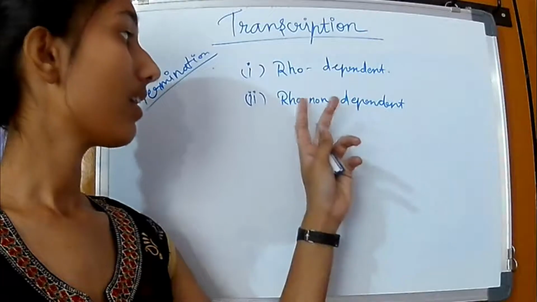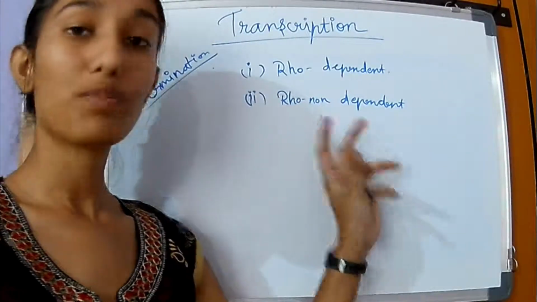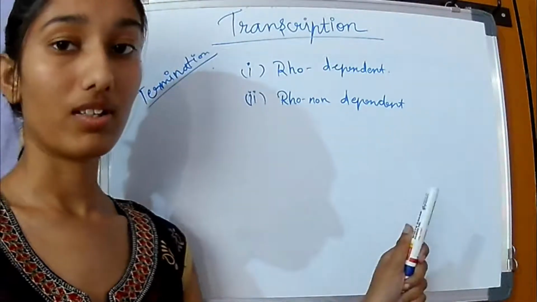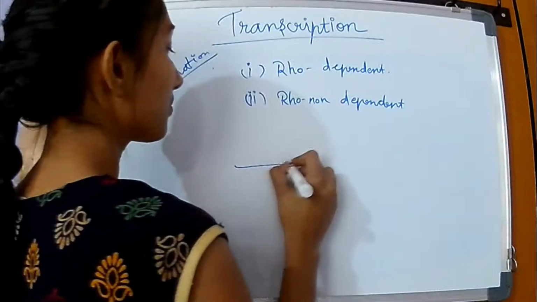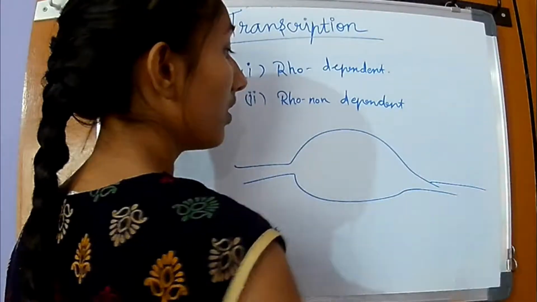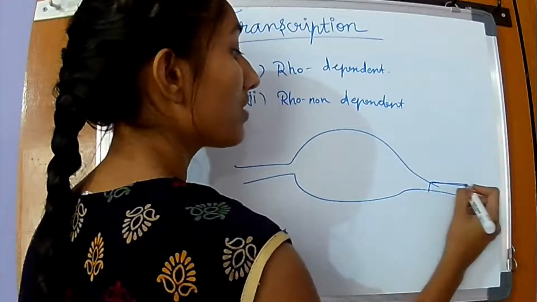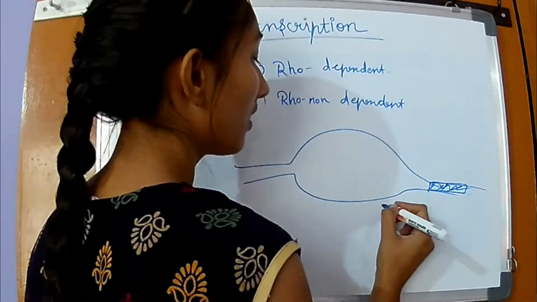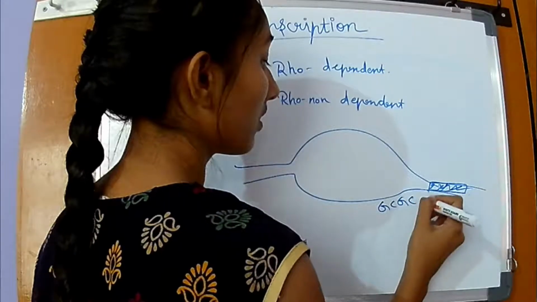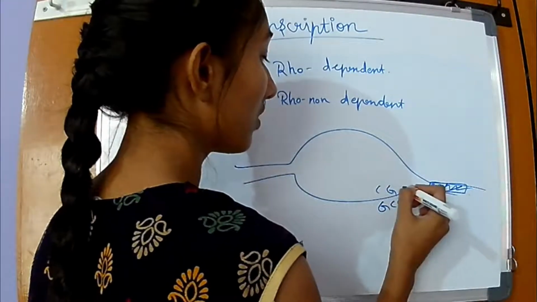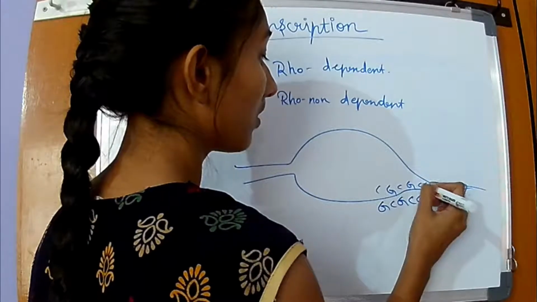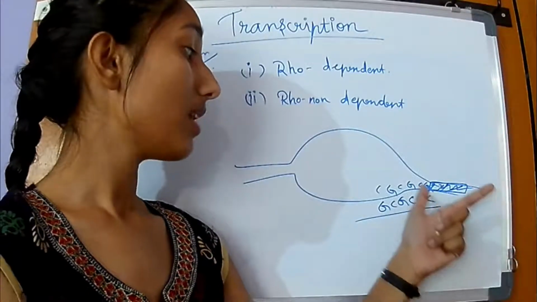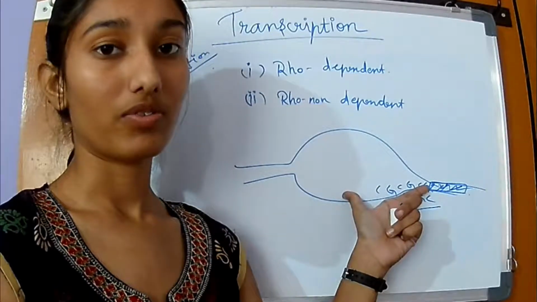Now, termination, or the stopping of the process, is divided into two types: RHO dependent and RHO non-dependent. RHO is a protein which is responsible for the termination. In RHO non-dependent termination, when we are near the termination sequence present here, there will be a GC-rich sequence present on the template and hence the GC sequence present on the mRNA itself.